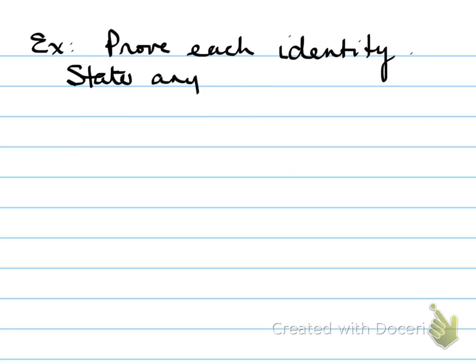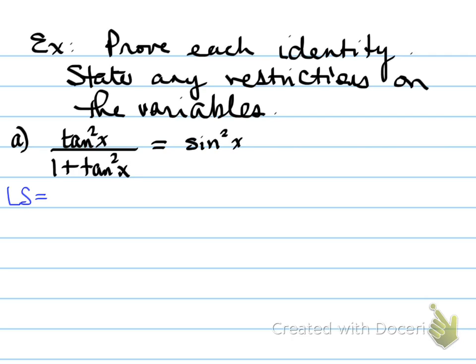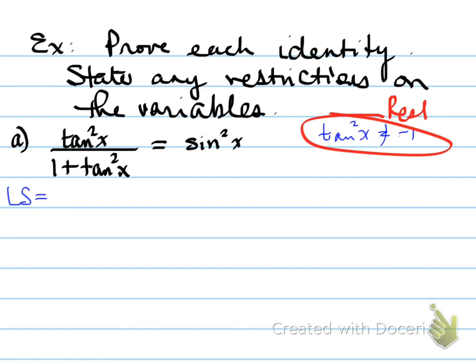Prove each identity, and then you have to state any restrictions on the variables if necessary. Now, in this course, I'm not going to worry so much about stating the restrictions. But let's look at an example of this case. The restriction is going to be placed obviously on the bottom. So the restriction, you would just write 1 plus tan squared x cannot equal 0. So we know that the denominator cannot equal 0. Or tan squared x cannot equal -1 if you're simplifying that restriction. I'm not going to worry about the restriction. I'm not going to ask for it.